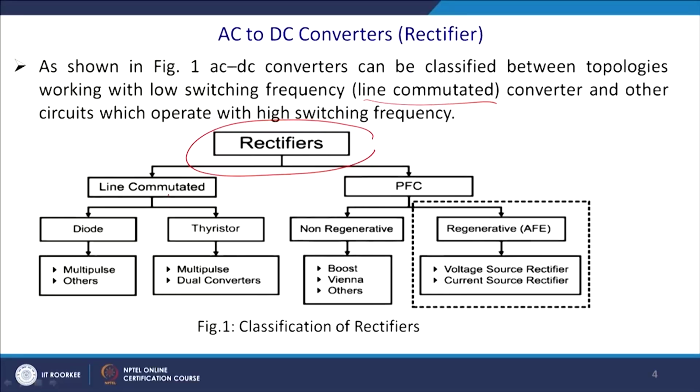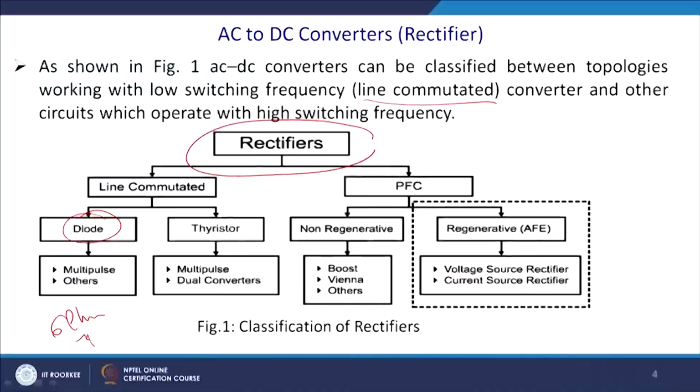Ultimately, if it is line commutated and uncontrolled, then you may have a diode, but considering the THD, you may have a multiplex converter, where you play around with your transformer. You have a 6 pulse transformer, you have a 12 pulse transformer, and accordingly THD will go down. Students are requested to see my course on advanced power electronics, where the multiplex converter has been discussed in detail.